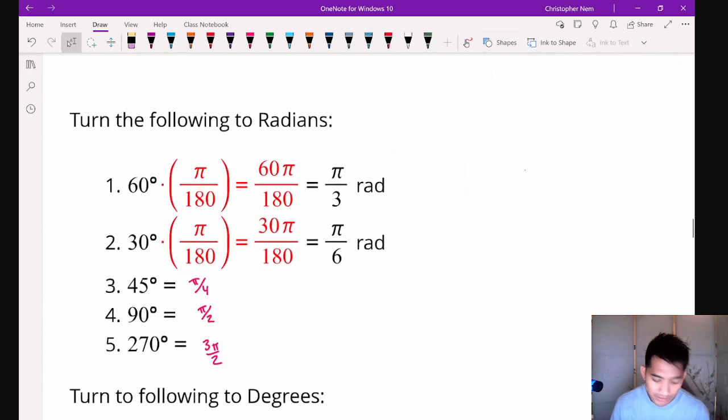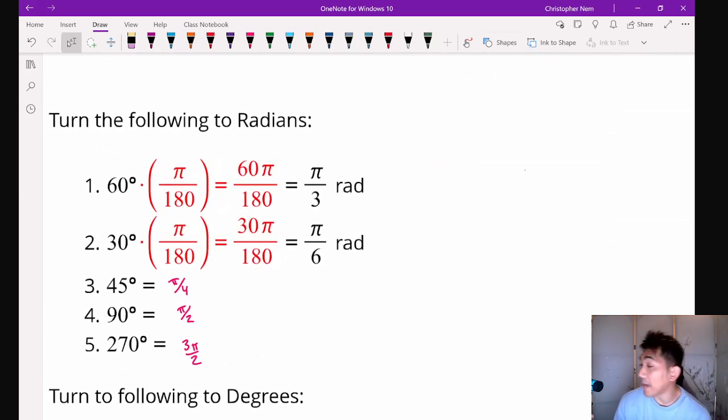So the first example is 60 degrees. I multiply this by pi over 180. To multiply fractions, you multiply numerator with numerator, denominator with denominator. 60, the fraction for that is 60 over 1. So 60 times pi, and then 1 times 180. So I get 60 pi over 180. This simplifies to pi over 3 radians. If I do this for 30 degrees, I multiply that by pi over 180. I get 30 pi over 180, which is pi over 6.